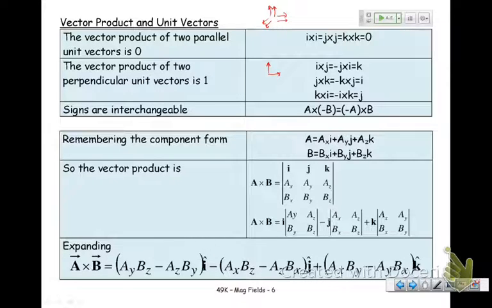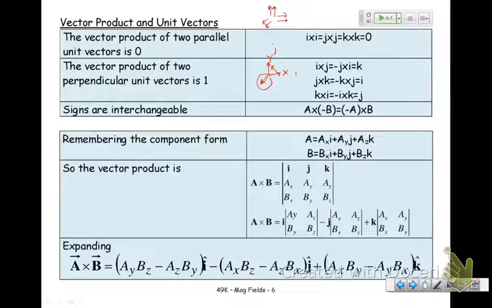So if it's i crossed with j, let's point our fingers in the x direction, then turn our hand and curl our fingers in the y direction, and ask ourselves which way our thumb is pointing. If this is x and that's y, so that's i and that's j, i crossed with j gives me that direction, and that is a k. It's in the z direction. So i crossed with j equals k.